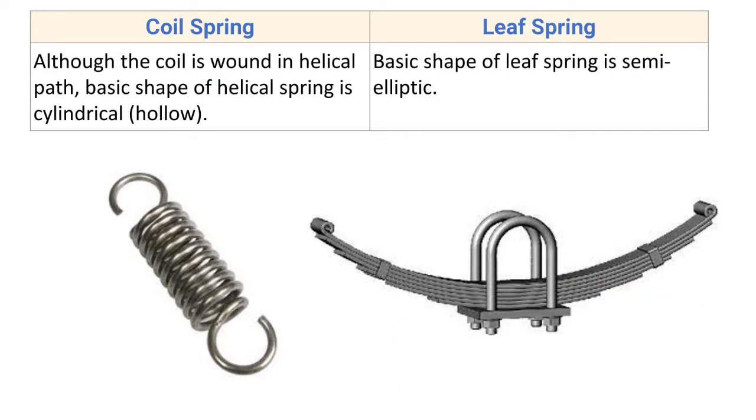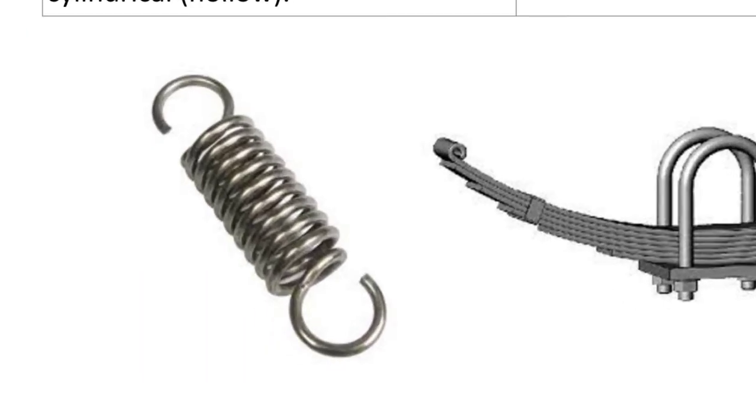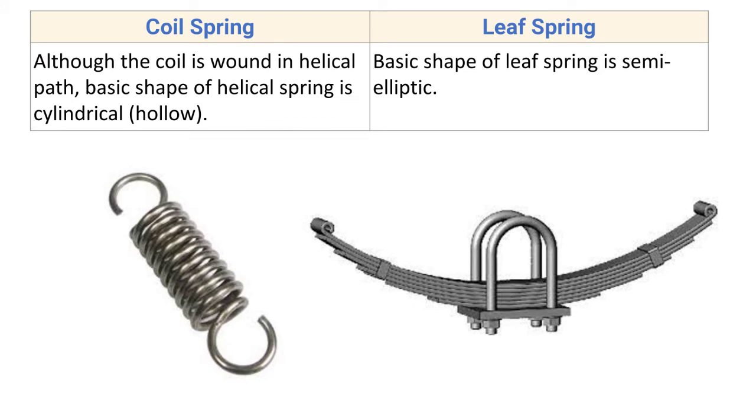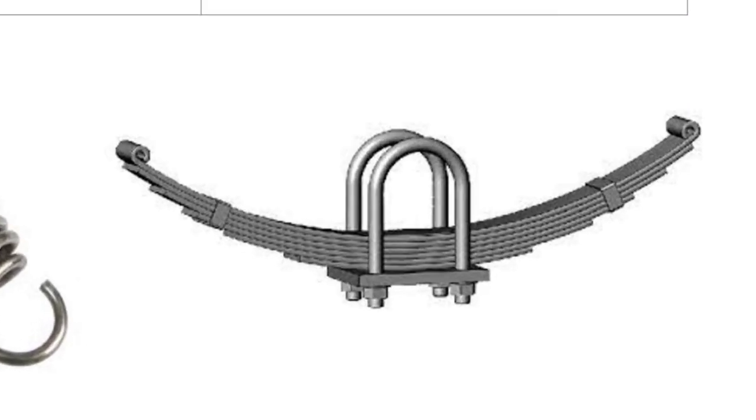Next point, although the coil is wound in a helical path, basic shape of the helical spring is cylindrical. So here you can see the coil spring. Its basic shape is cylindrical. Leaf spring, basic shape of the leaf spring is semi-elliptical. So here you can see the leaf spring, its basic shape is semi-elliptical.